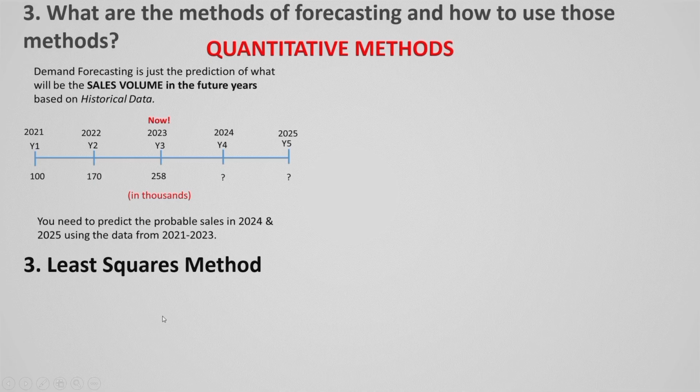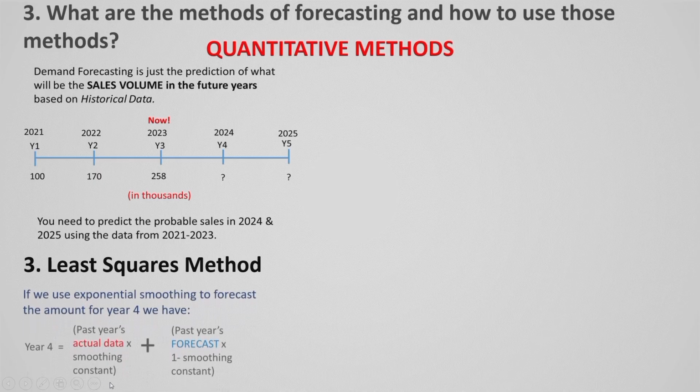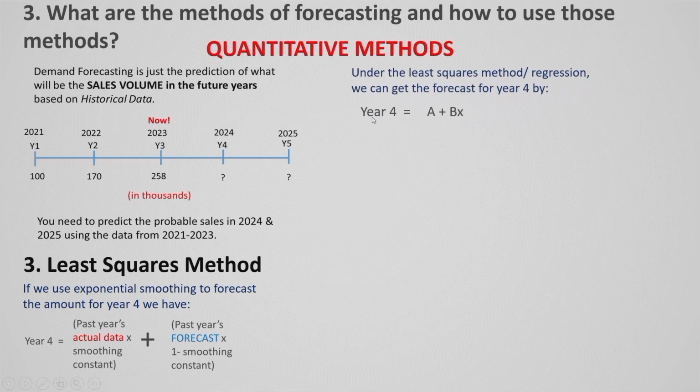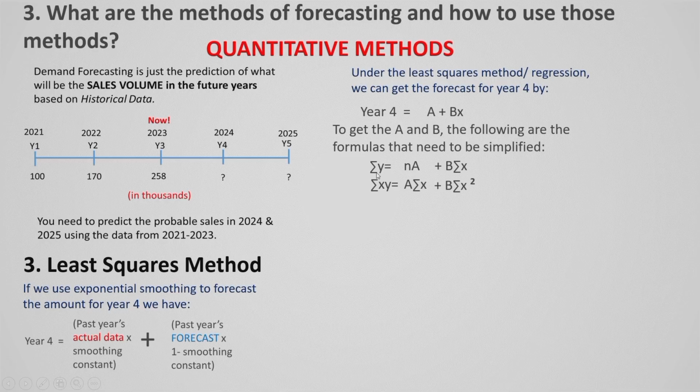Now, if this is the formula to forecast sales using exponential smoothing, under the least squares method or regression, we can get the forecast for year 4 by A plus BX. So we just need to find the values for A and B, and after that, you can get the forecasted sales. To get A and B, we need to simplify these two formulas. The first: summation of y equals n times A plus b times summation of x. The other: summation of xy equals a times summation of x plus b times summation of x squared.